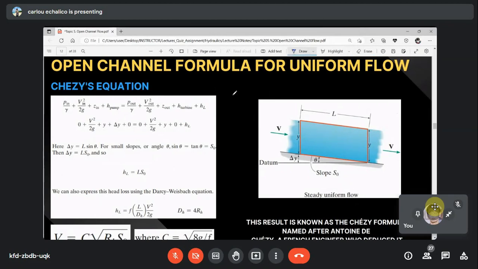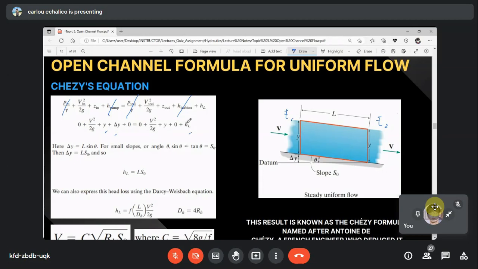So that is just the energy equation, right? Energy 1 equals energy 2. Of course, we have no pressure difference, no pump, no turbine. It is driven by the slope, by the weight, by gravity. So at point 2, the velocity and the depth y plus delta y, with the reference datum at delta y. Then there is the velocity head or the head loss.